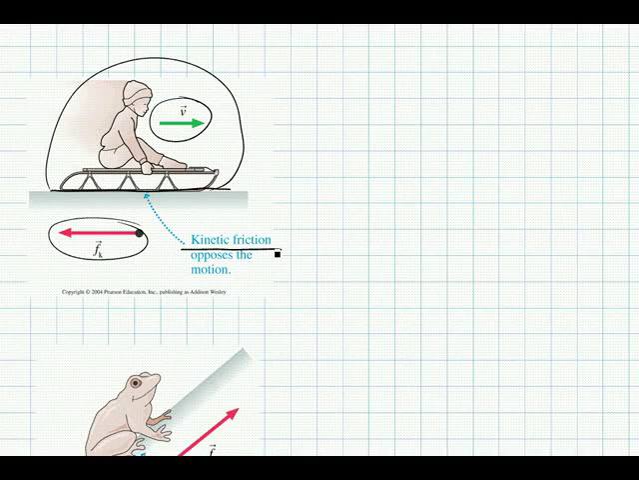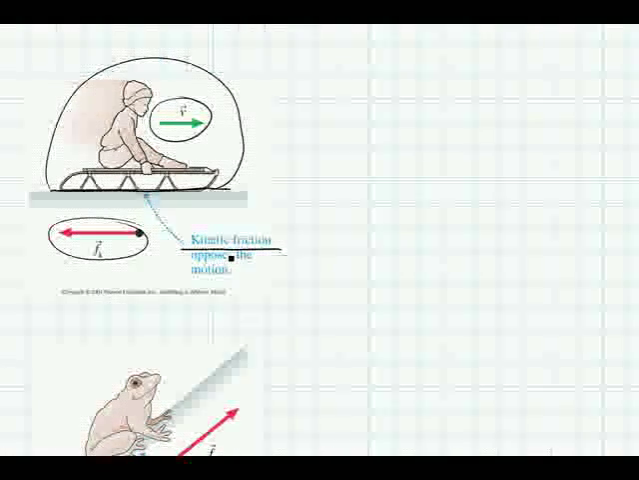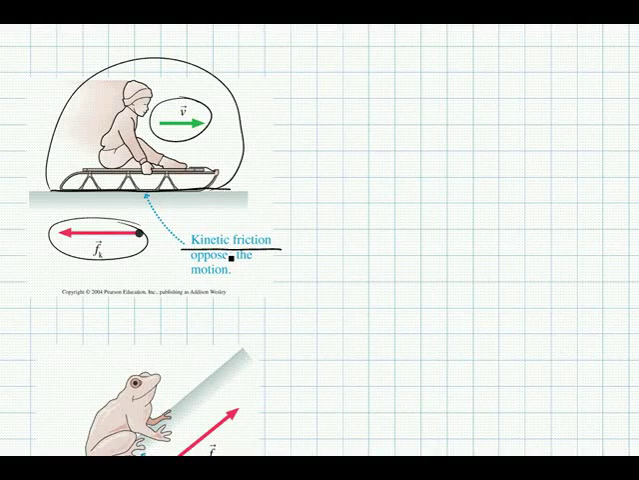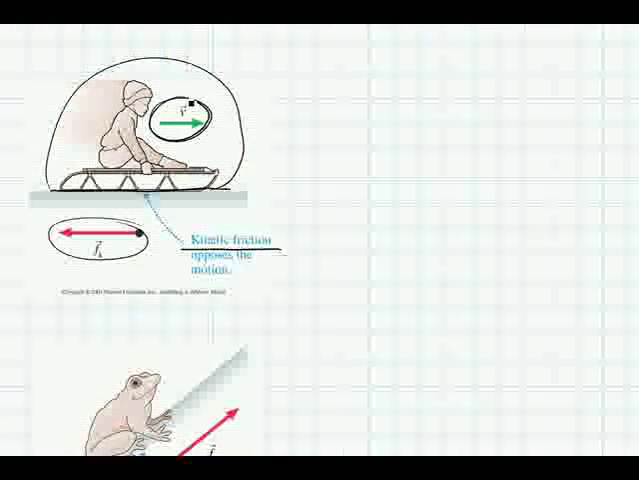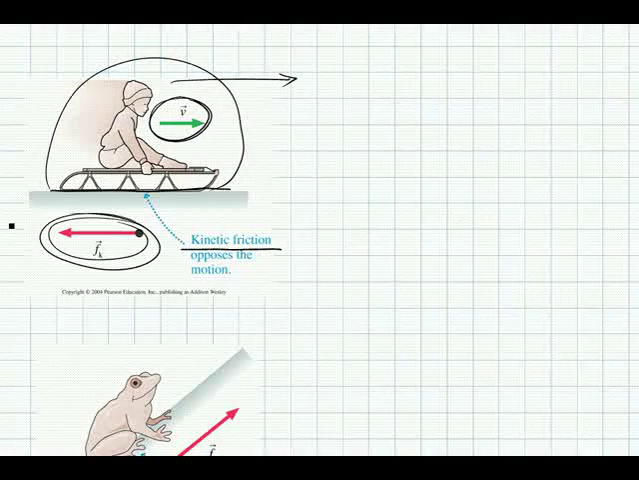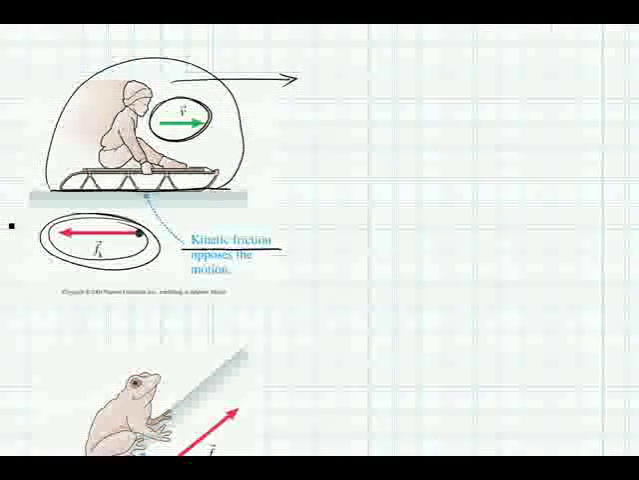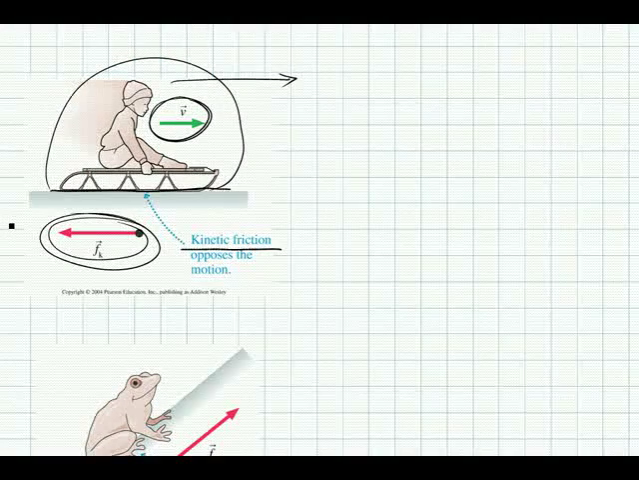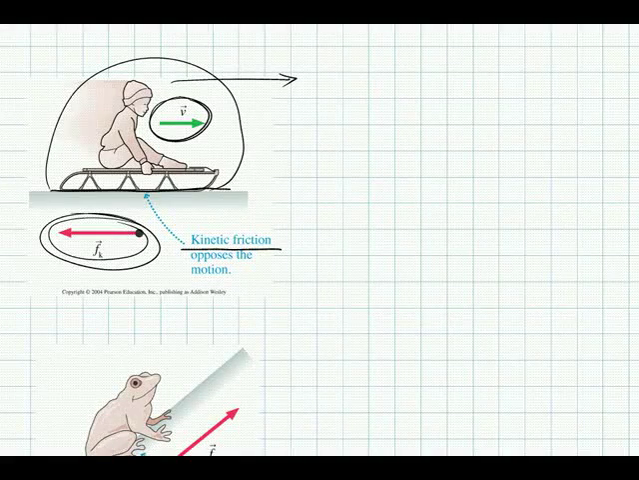The direction of kinetic friction is always opposite that of motion. Here velocity is to the right, so the direction of kinetic friction is to the left, and it is essentially parallel to the surface.